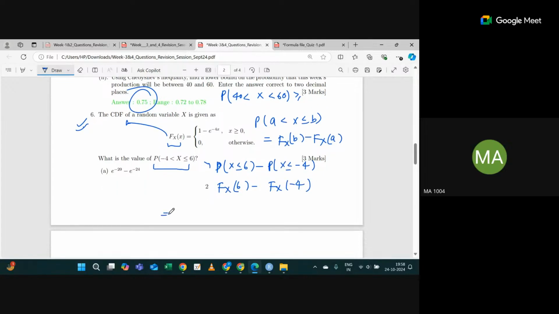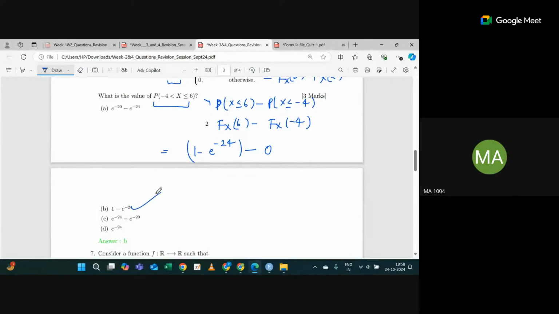And what is the FX(x) here? 1 minus e raised to power minus 4 times x. So it will be 1 minus e to the power minus 24, minus 0, right? Because the support of X is always greater or equal to 0, not negative. So this basic thing you have to keep in your mind. So this option will be correct.